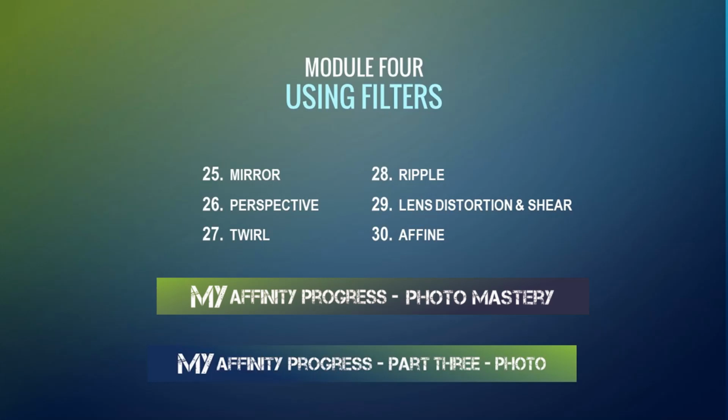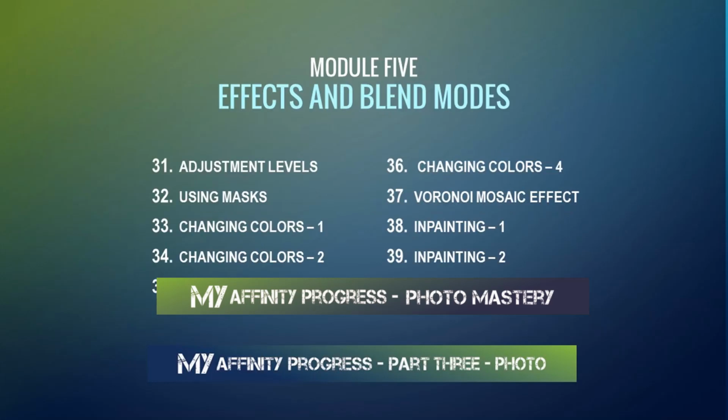Promise you will be surprised with this one. In Module 5 we're going to cover the various special effects and blend modes that you can use within Affinity Photo. By starting with adjustment levels, getting your head round using masks to alter perception, changing various colours in different ways, and something called a Voronoi mosaic effect, which is, when you first look at it you think, well, what am I going to use that for?